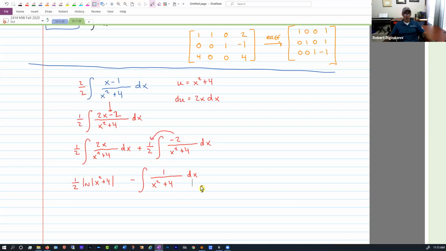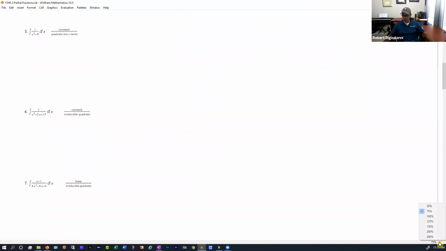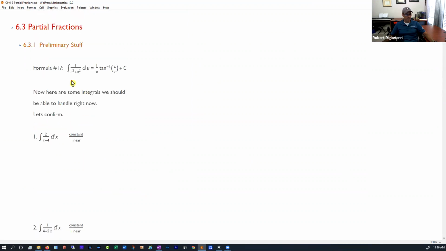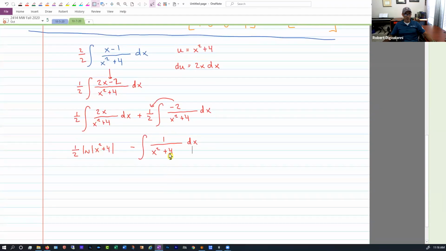Yep. So this is formula 17. Going back to the stuff that we covered leading us into this section, what happens when we have a constant over a quadratic that's missing the x term? Remember we talked about this, it's formula 17. In fact, we started this entire section out with that formula. So that's where we are right now. We have a constant over a quadratic missing the x term, with a plus in between. That's just formula 17 right there.